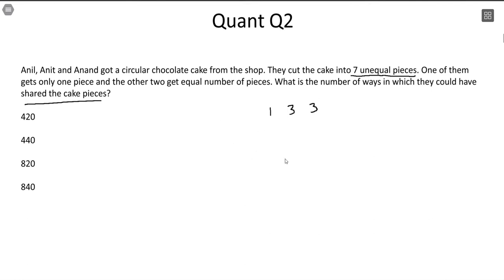Let's see. First thing you have to identify is who is that friend who is getting just one chocolate cake. So you select that friend in 3C1 ways. That is done. Now which piece is he getting? See, all the pieces are also unequal. So you select the piece that he is getting in 7C1 ways. And now you are left with 6 pieces to be distributed among two friends. Whichever two friends are there, friend 1 and friend 2. 6 pieces to be distributed among friend 1 and friend 2.